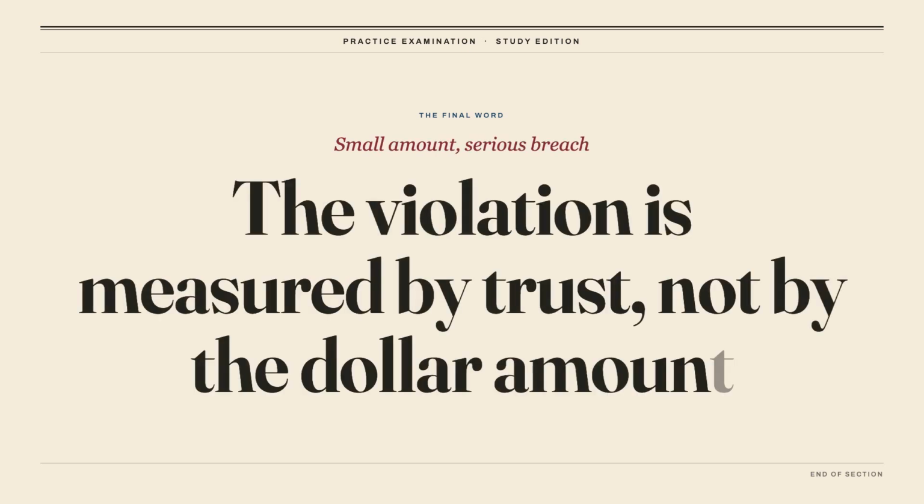The size of the fee never softens the analysis. Whether it's a small inspection fee or a large deposit, the breach of trust is what licensing exists to catch.